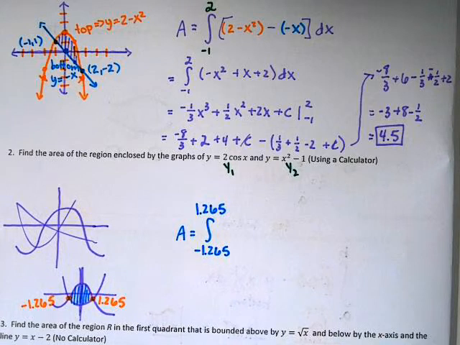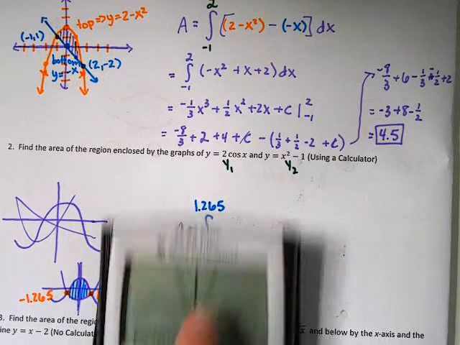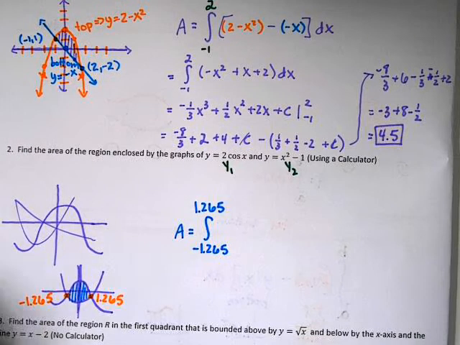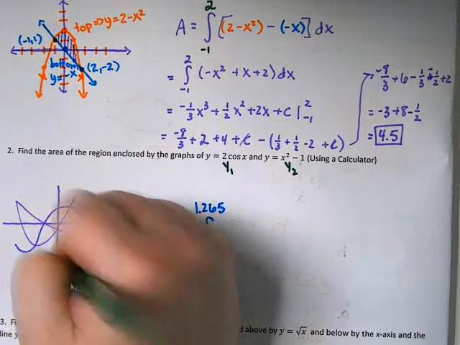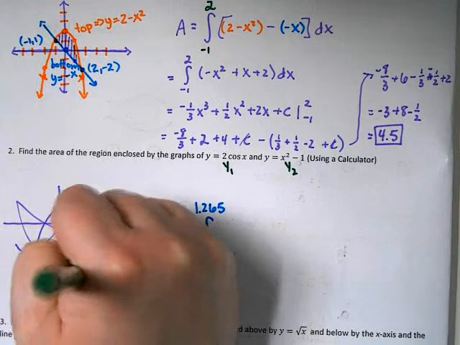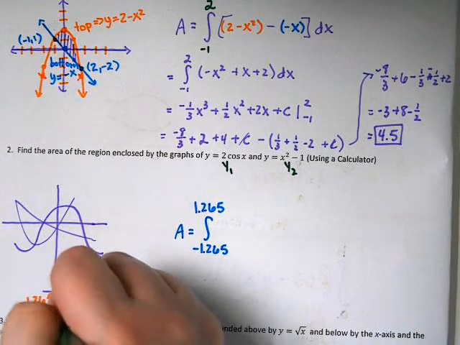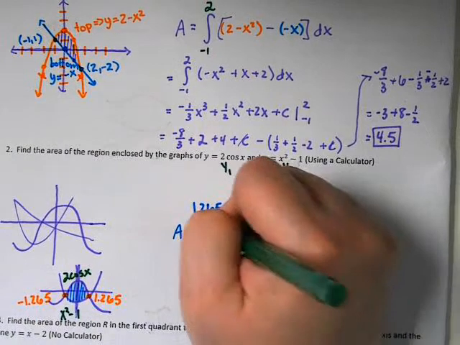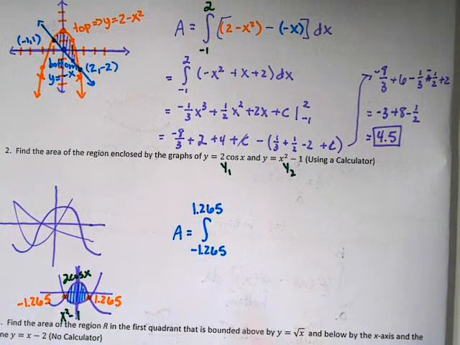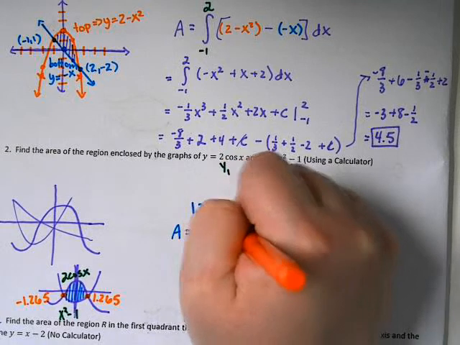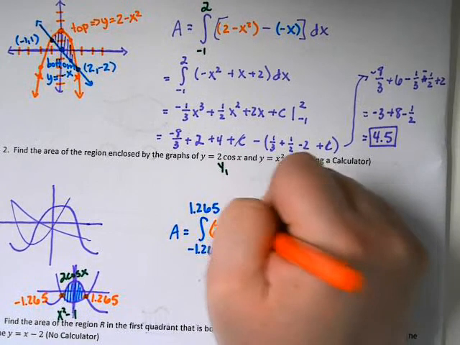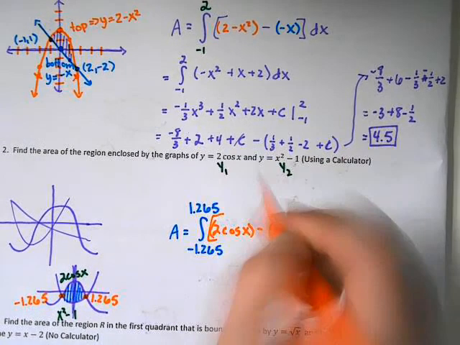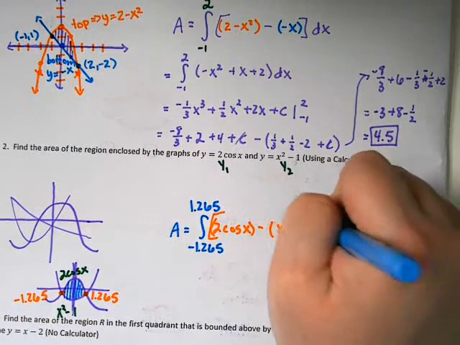But now I need to know what my top function is. So if I go back to my graph here, I can see that the cosine function is the one that's on top. So 2 cosine x is on top, and then the x squared minus 1 is the one that's on the bottom. So if I want to do top minus bottom, that's going to end up being 2 cosine x minus x squared minus 1, and I'm going to close it off with a dx.